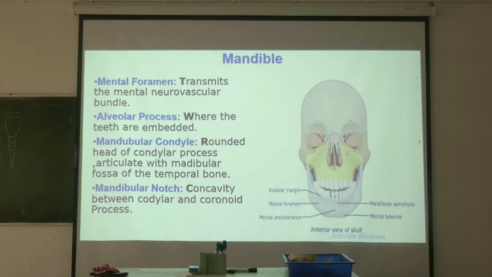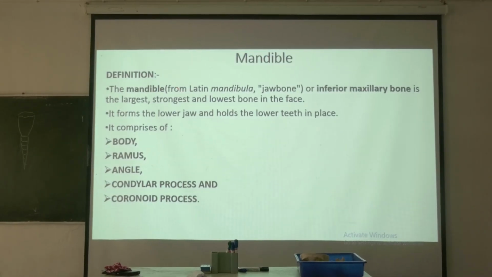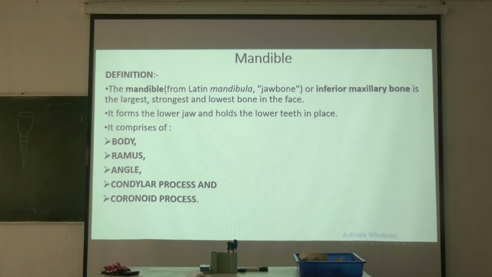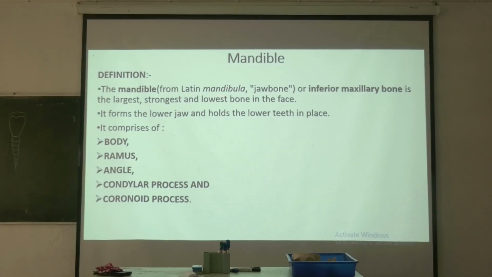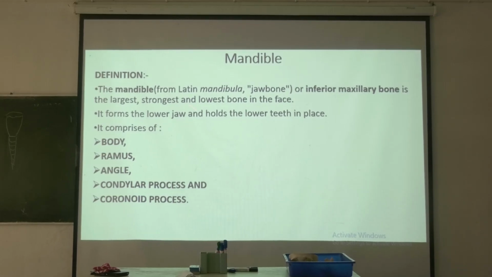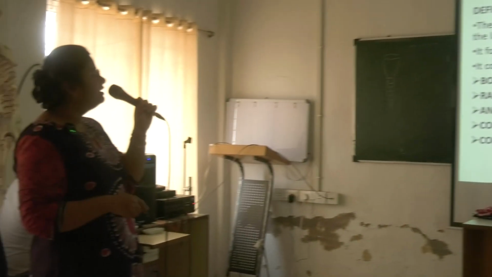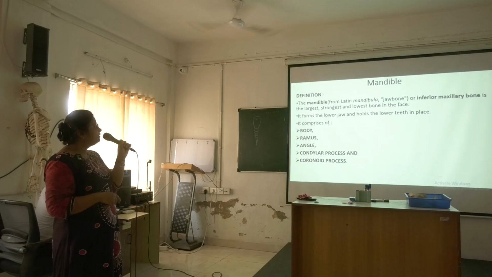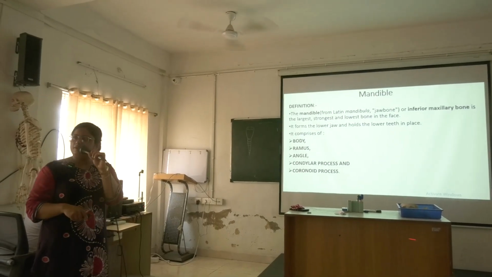Next. So mandible, it comes from the Latin word mandibula. Mandibula means jawbone. Or inferior maxillary bone, it is the largest, strongest and lowest bone in the face. Forms the lower jaw, holds the lower teeth in place. And it comprises these parts: body, ramus, angle of mandible, condylar process and coronoid process.